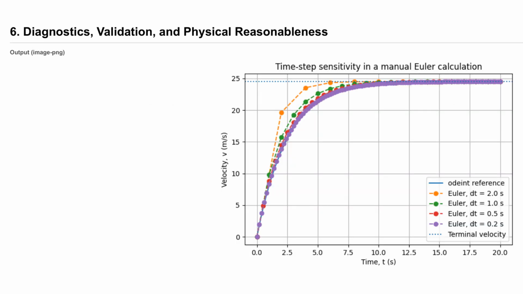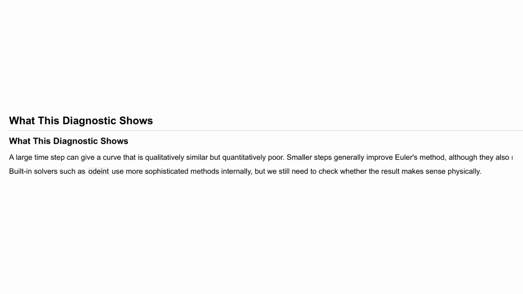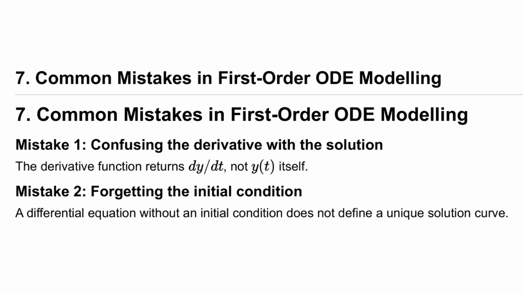Look at how the different time steps behave. With a large 2-second step, the Euler method overshoots and behaves poorly. As we decrease the step size, the numerical approximation converges closely to the exact reference solution. This diagnostic clearly demonstrates that time step size matters. While ODENT uses advanced adaptive algorithms to manage this automatically, you are still responsible for ensuring the output makes physical sense. Before we finish, let us review some common pitfalls.